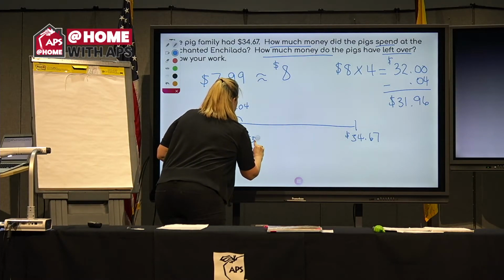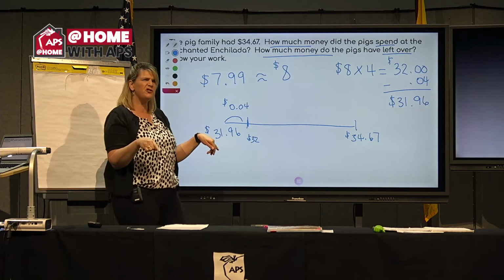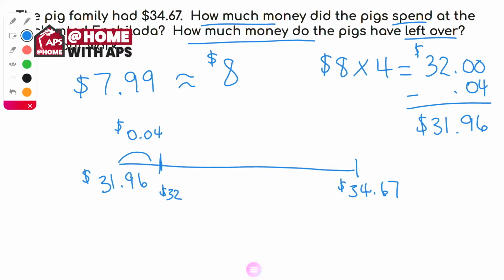Let me put that 32 down here. I just made a quick little jump over there. How much would I need to get to the 34? I can make a big jump, right? Of that $2 just to get to that 34. And then I just need how many more cents? 67 cents to get, okay, decimal, to get to that $34.67, right?